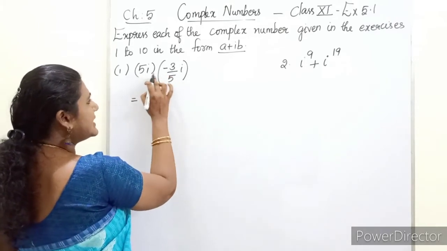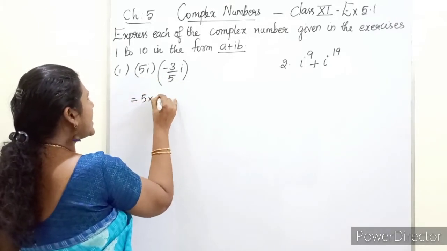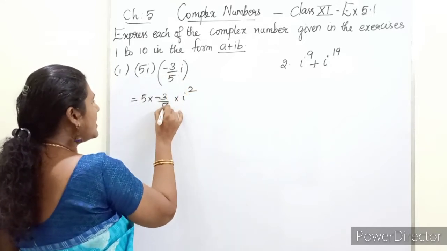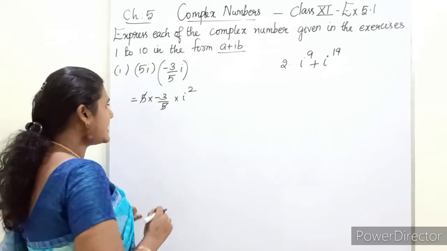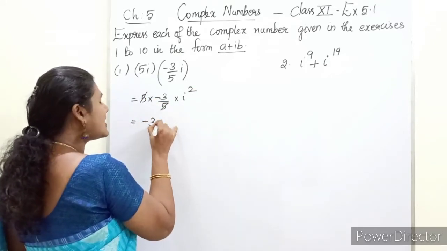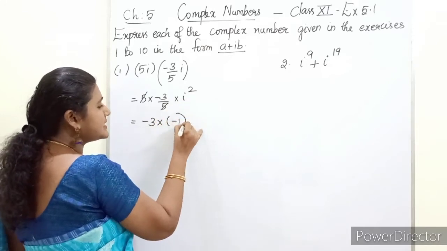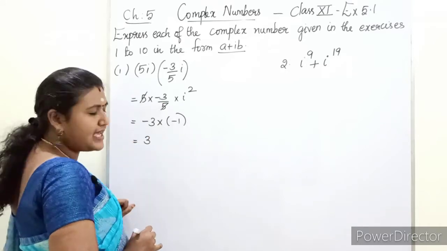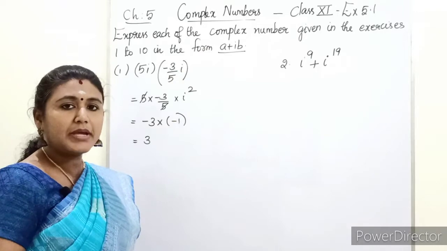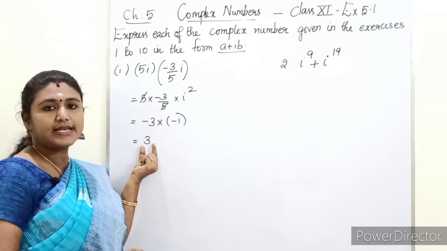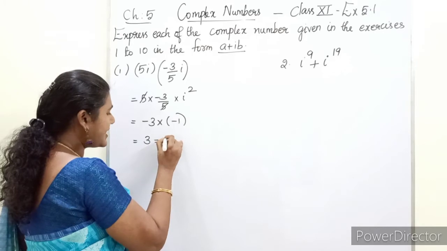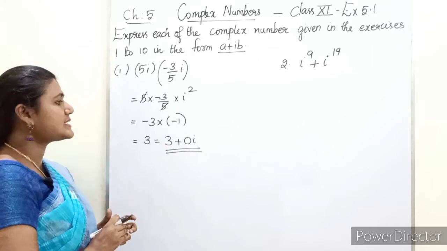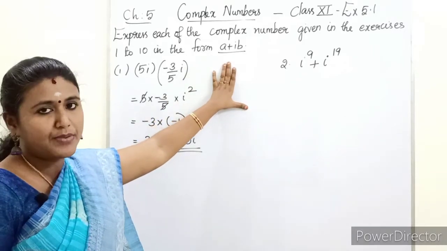First we will multiply the numbers. That is 5 into minus 3 by 5. i into i is i square. Now here if you see, this 5 will get cancelled and minus 3 into what is the value of i square? i square is minus 1. So minus 3 into minus 1, so the answer is 3. So how will you express 3 in the form a plus ib? This is having only real part, so imaginary part is not there. So we can write 3 as 3 plus 0i. So we have expressed the final answer in the form a plus ib.